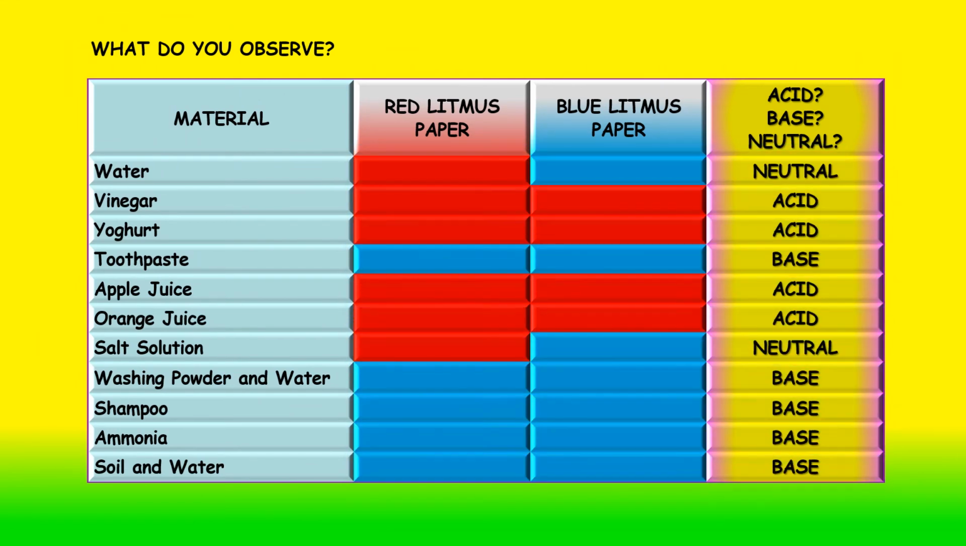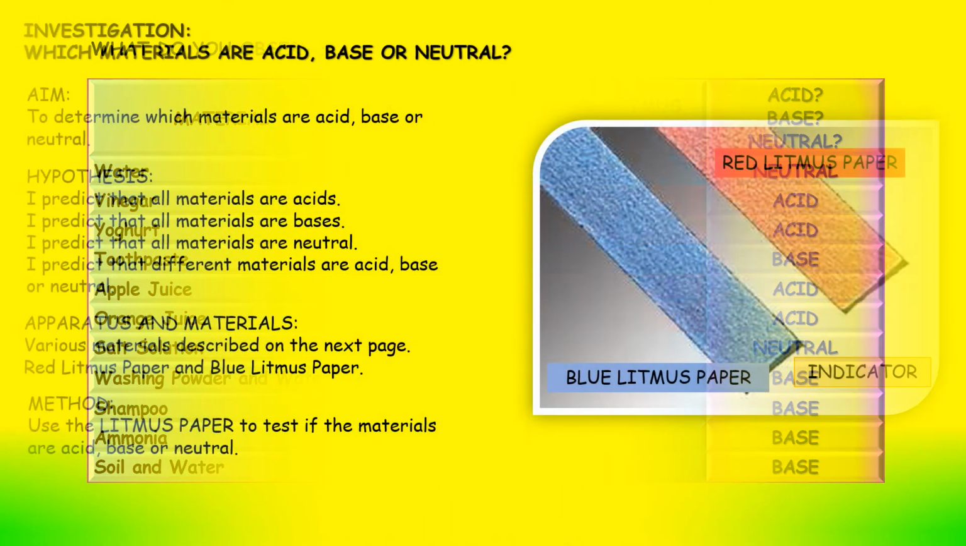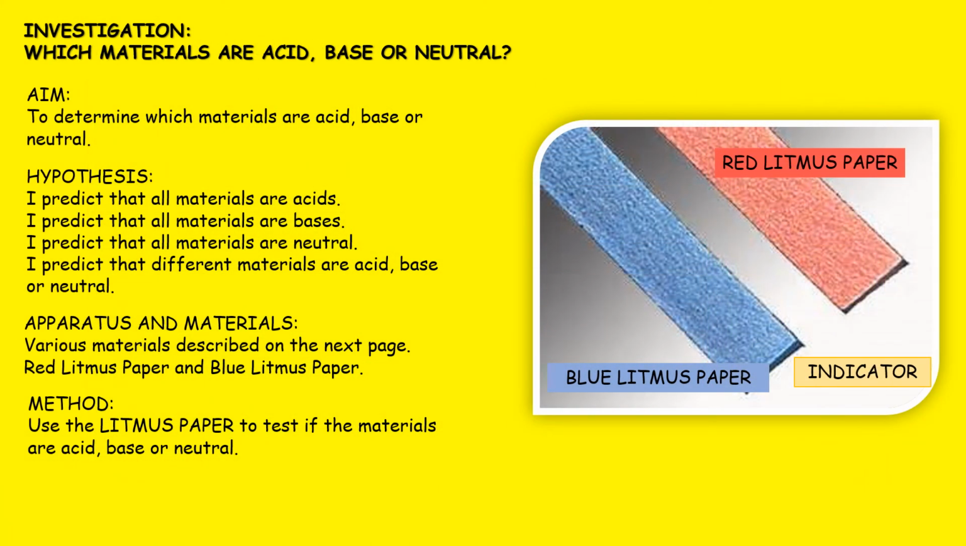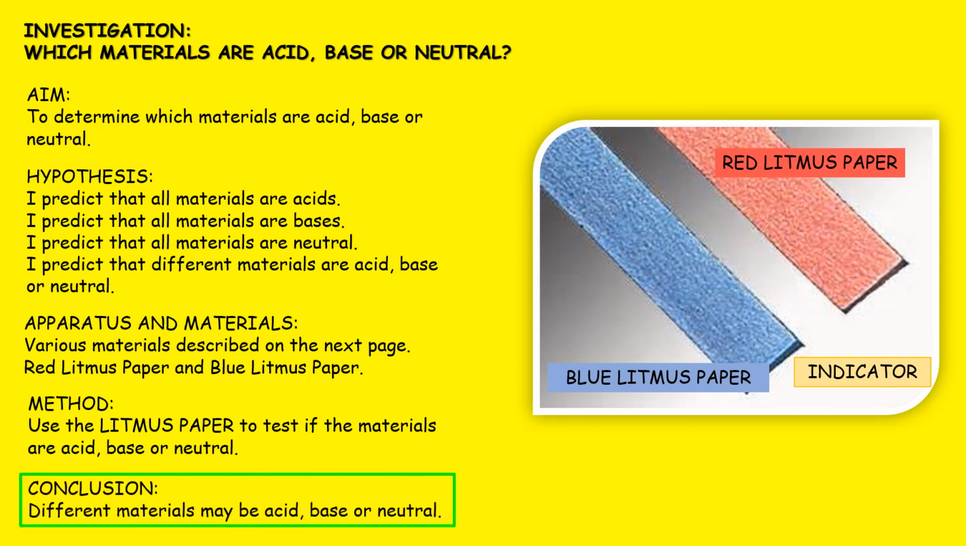This table shows what we can observe. We can see that water is neutral. Acid materials are vinegar, apple juice, orange juice and yogurt. Washing powder, shampoo, soil, toothpaste and salt water are base. What can we decide from this investigation? We may decide that materials may be acid, base or neutral.